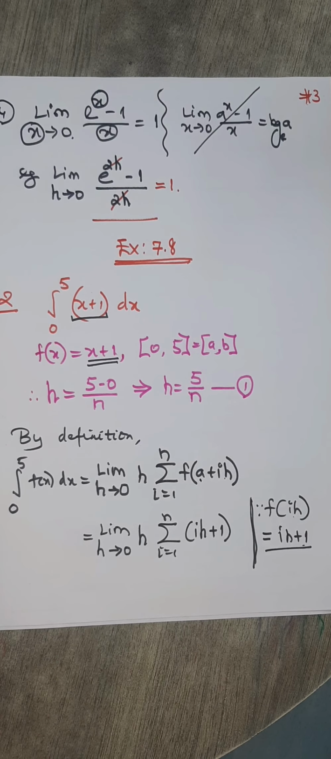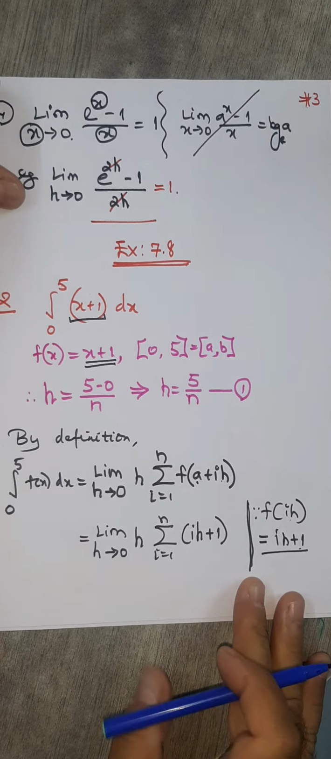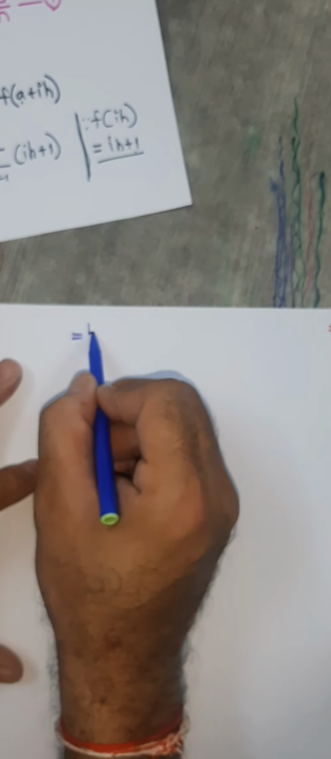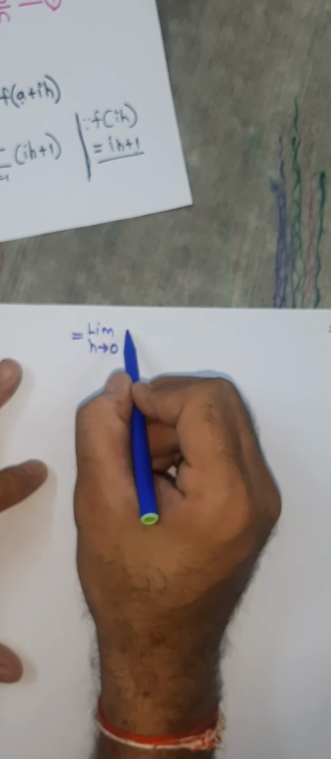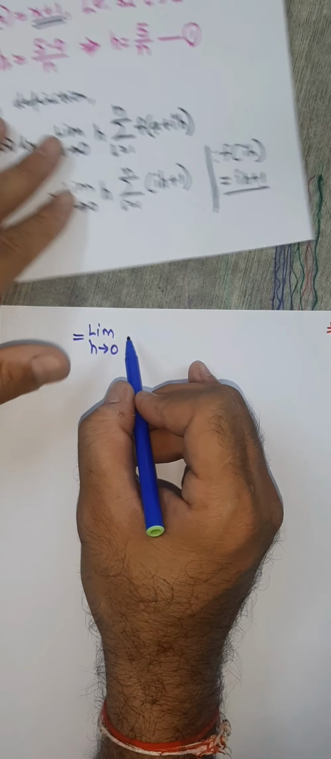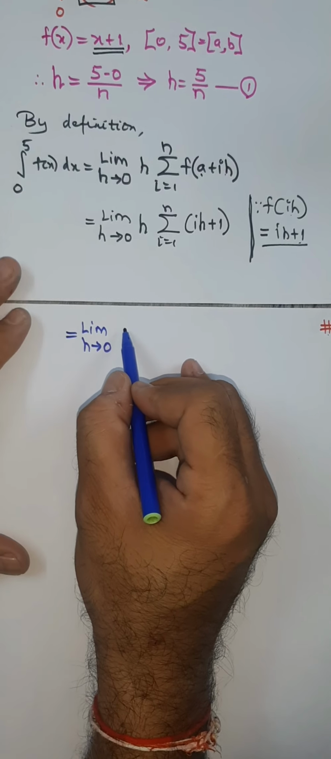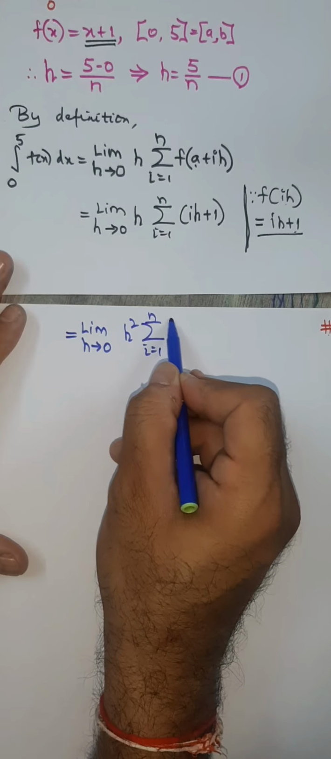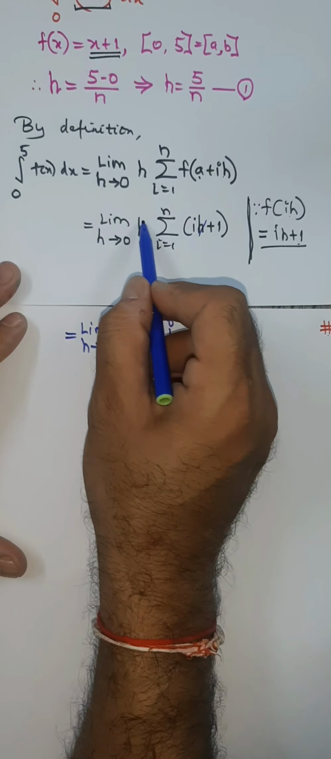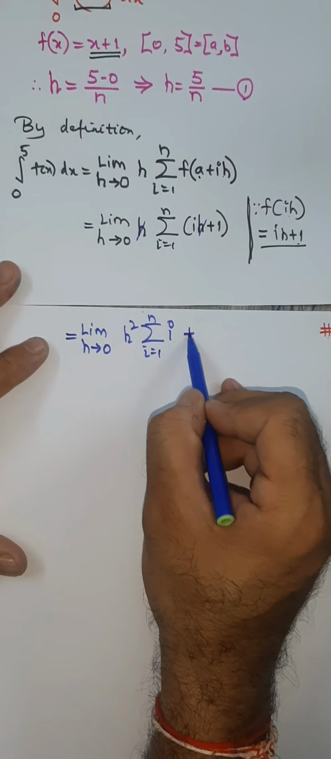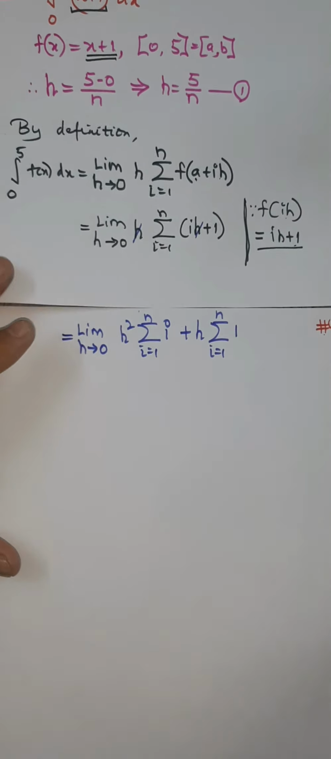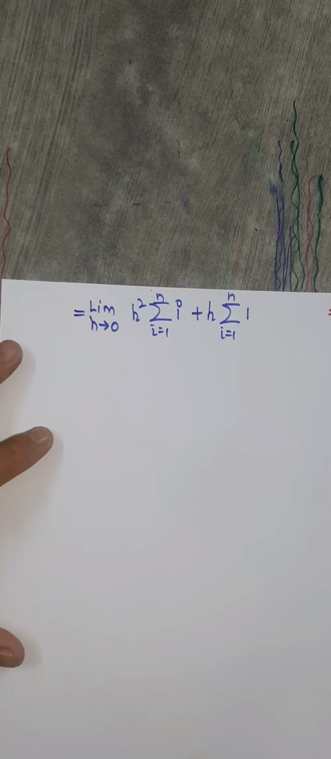What I'll do? I'll take sigma inside the expression, remember. So I'm getting here, this is equal to limit h tends to 0. So h will come outside. H square sigma i, where i runs from 1 to n, of i. Why have I taken that h outside? This h and this h give us h square, because sigma depends upon i only, remember. Then h into sigma i runs from 1 to n of 1. I hope this is now clear to you.